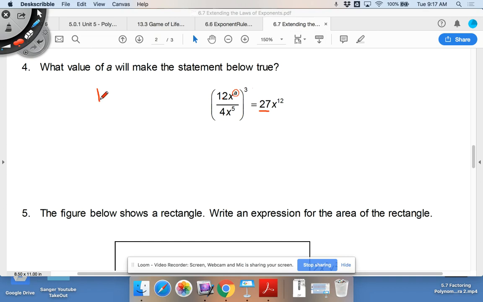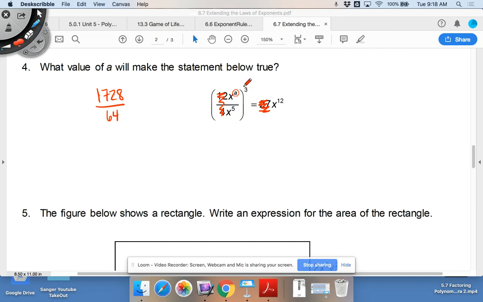Is that what you got? Divided by, what's 4 to the third power? 64. What's 1728 divided by 64? 27. So we already know this part and this part. So those coefficients don't really matter to us. What we need to know is the exponent of x.